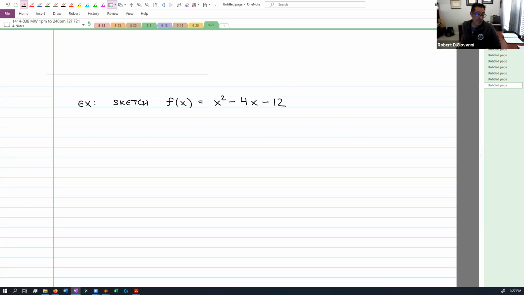All right, what I like to do first is identify a, b, and c. So I like to identify the number in front of x squared, the number in front of x, and the number by itself. So a for us here is 1, b for us is -4, and c is -12. Would you all agree with that?